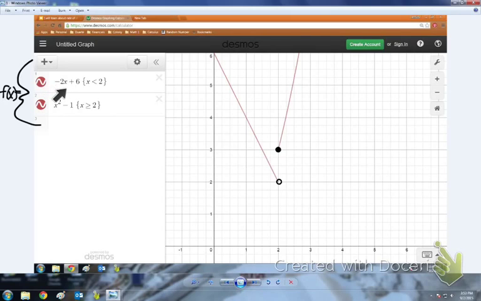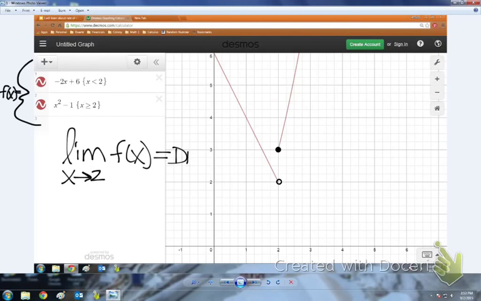All right, so you can see negative 2x plus 6 when x is less than 2, that's this line coming in right here. And then x squared minus 1, that's this line coming in right here when x is greater than or equal to 2. So open circle here because it's not equal to, closed circle here because it is equal to. The limit as x approaches 2 does not exist. This limit does not exist because the left and right hand limits do not equal each other.